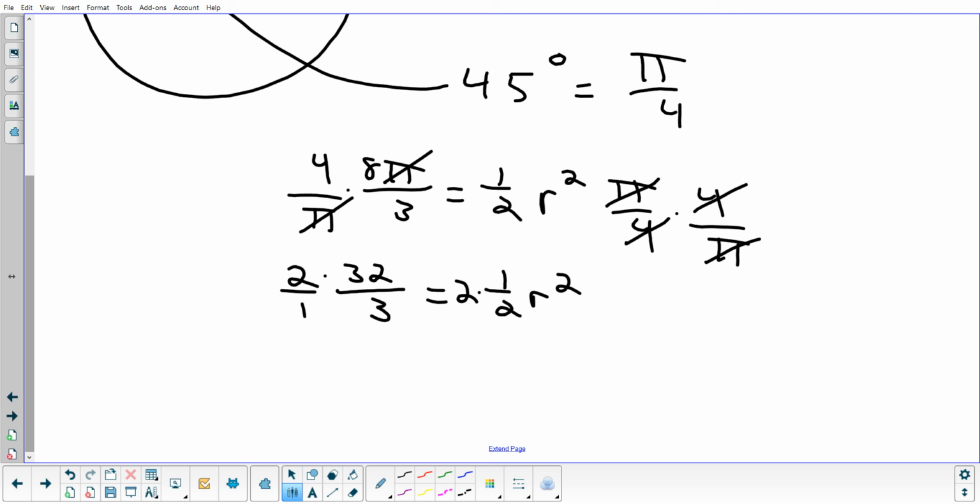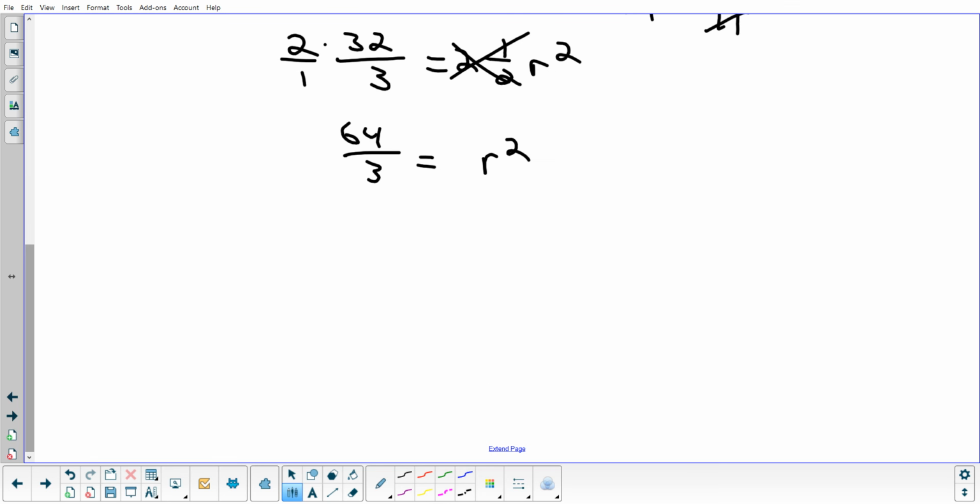Again, if you want to put 2 over 1, you can. 2 times 1/2 gives me 1. And 32 times 2 is 64, and that's actually going to be a very nice number for our next step. So that's kind of a hint. Now we have an exponent of 2. How do we get rid of that exponent of 2? Yeah. Square root. We take the square root. When you take the square root of a fraction, you do the top and you do the bottom separate.